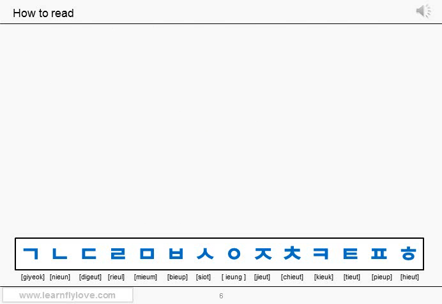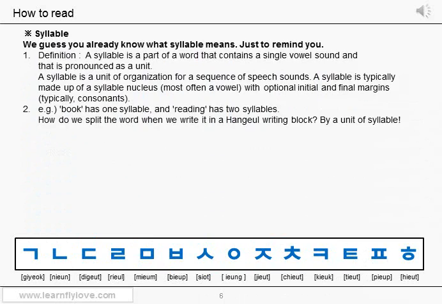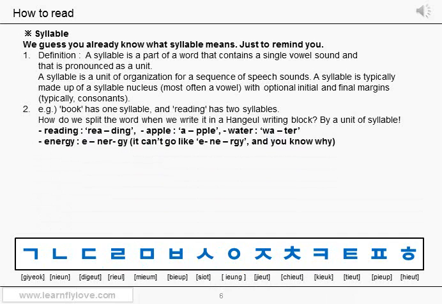I guess you already know what syllable means, but again, just to remind you, the definition of a syllable is a part of a word that contains a single vowel sound and that is pronounced as a unit. For example, book has one syllable and reading has two syllables. How do we split the two-syllable word when we write it in a Hangul writing block? By a unit of a syllable, right? So reading has two syllables.